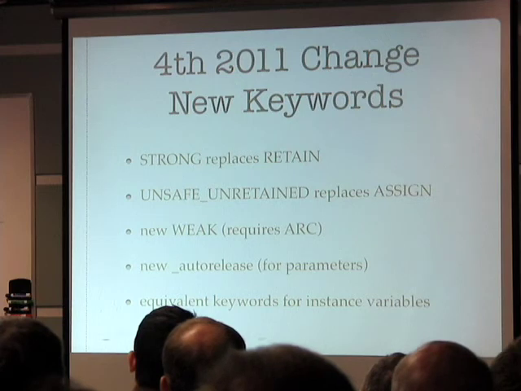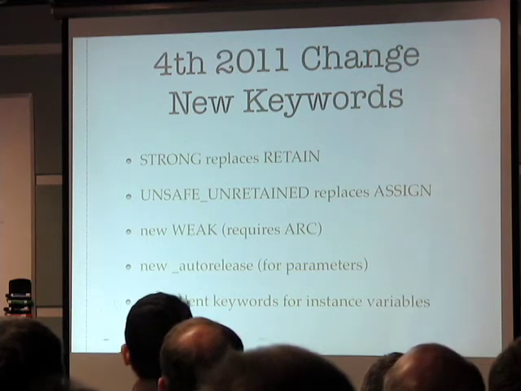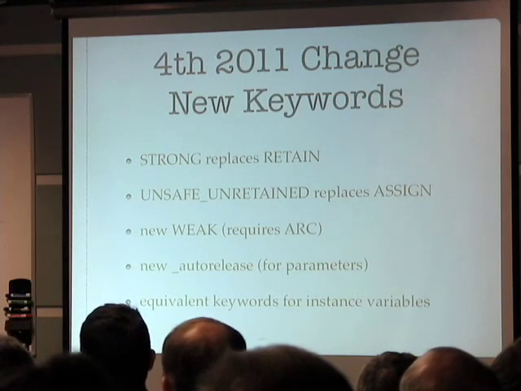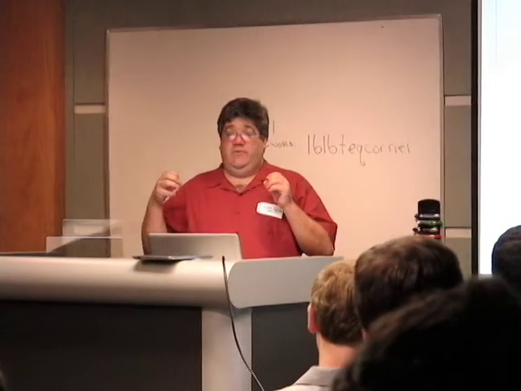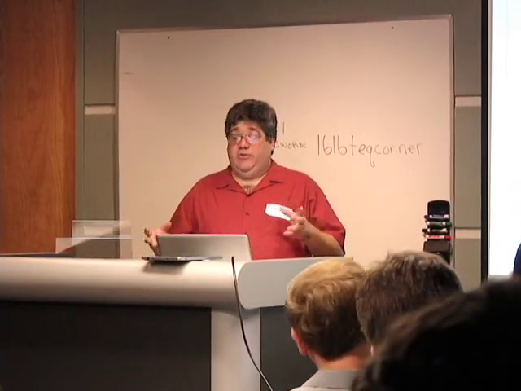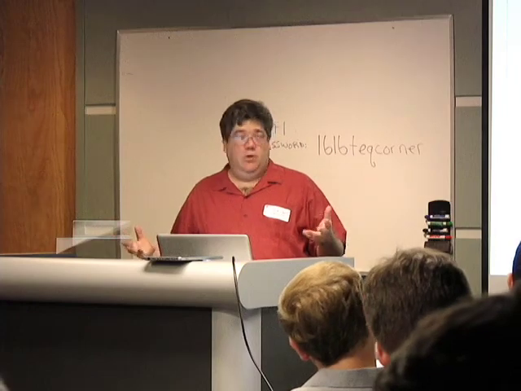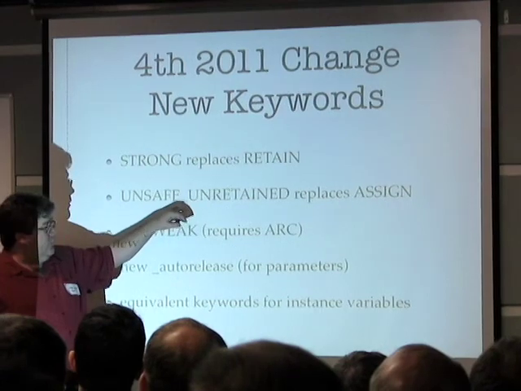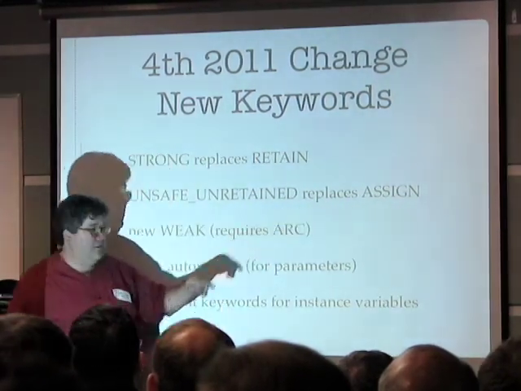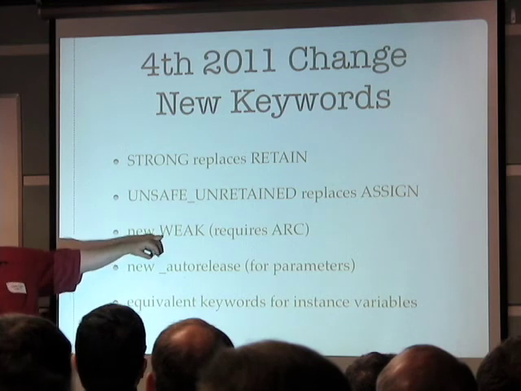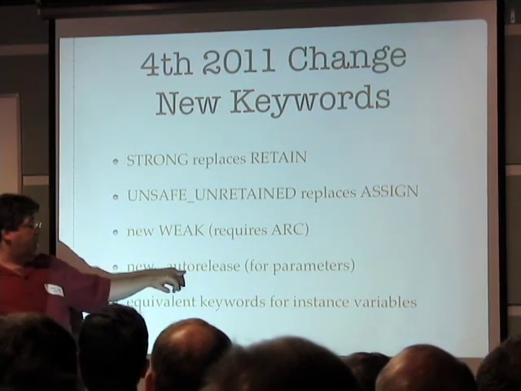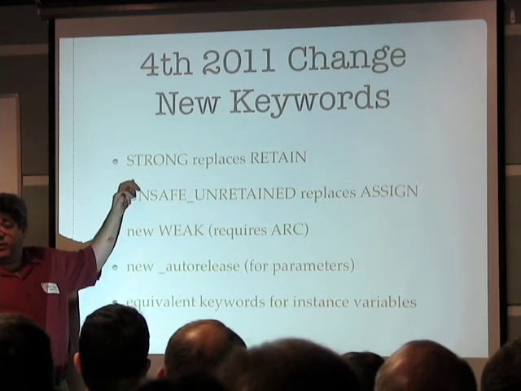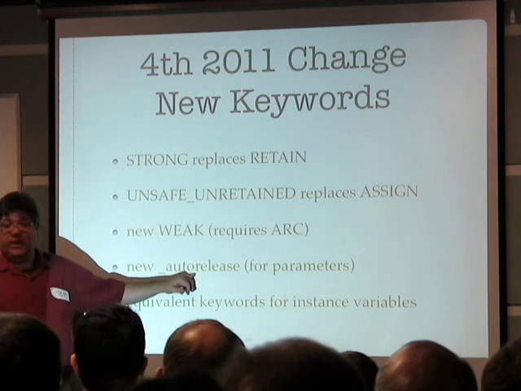Keywords have changed. Retain and assign have been renamed. This is going to be important for you because if you take the out-of-the-box WWDC Xcode and run the sample programs or the template files, you will suddenly see these keywords and you will have no idea what they are. I didn't know. Strong is another name for retain. Unsafe_unretained, what a terrible name, is another name for assign. They have a new weak keyword, and they have one called autoreleasing. There are keywords for both instance variables and properties. Basically, the properties are uppercase, the instance variables are underscored lowercase.